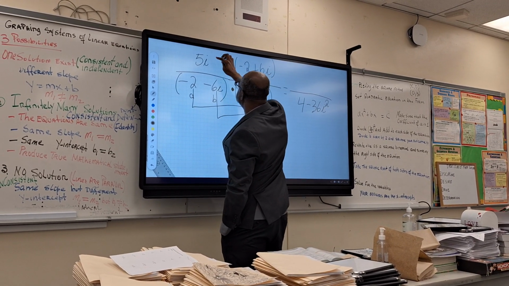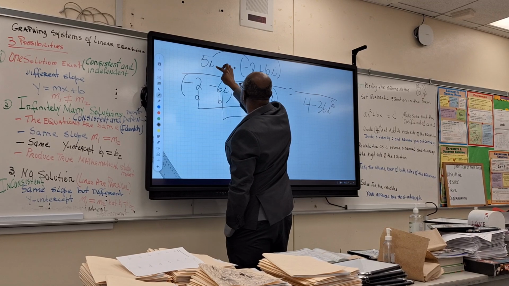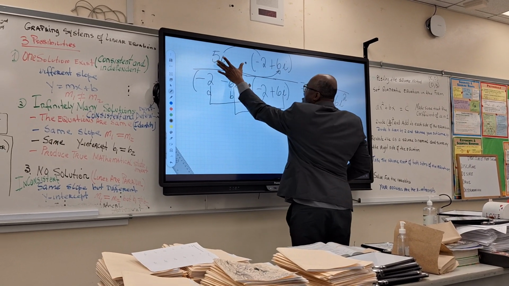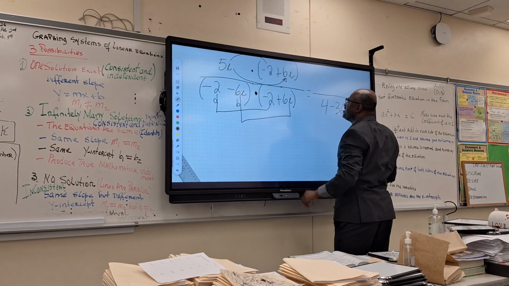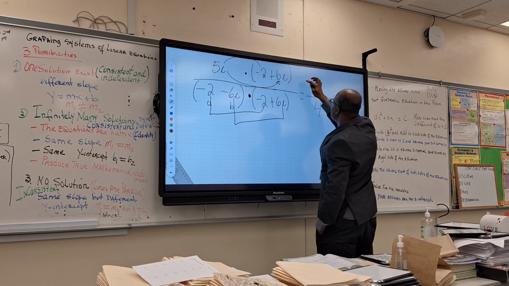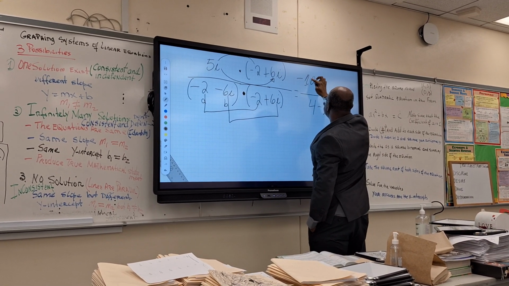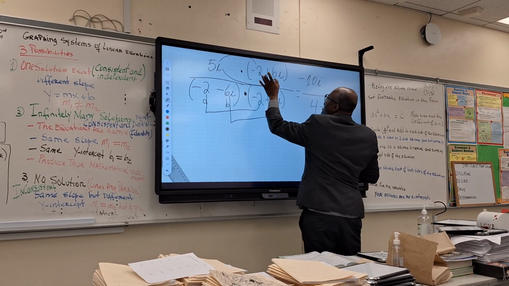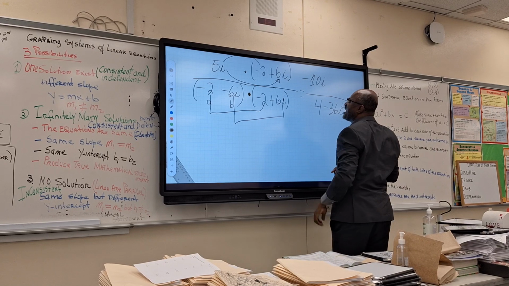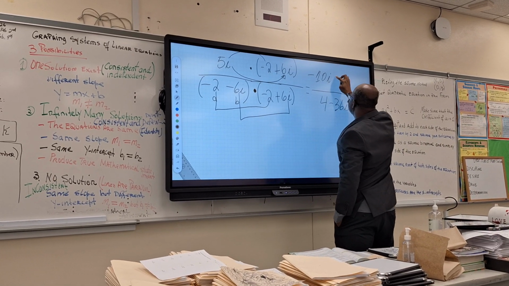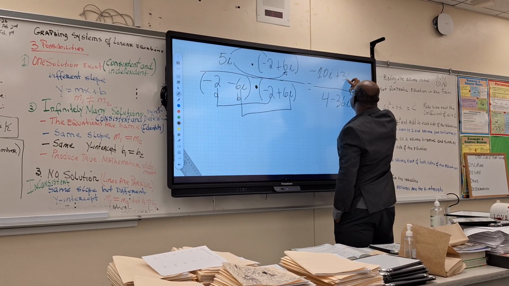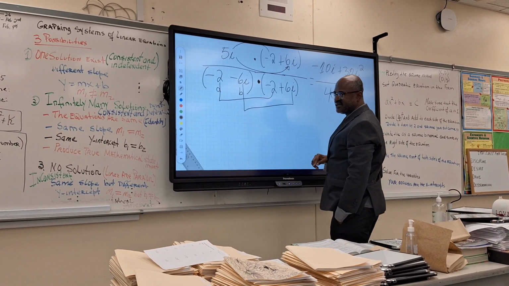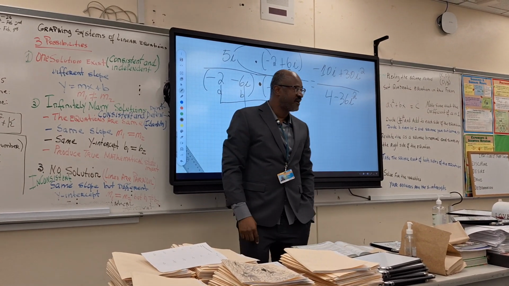Now I have to go distribute my 5i as my numerator. I will have 5i and negative 2 will give me negative 10i. And I will have 5i times positive 6i will give me positive 30i.